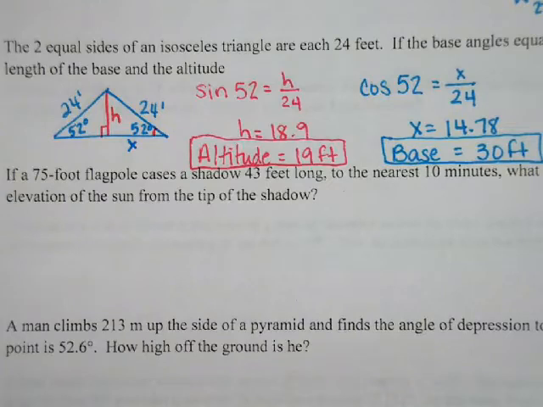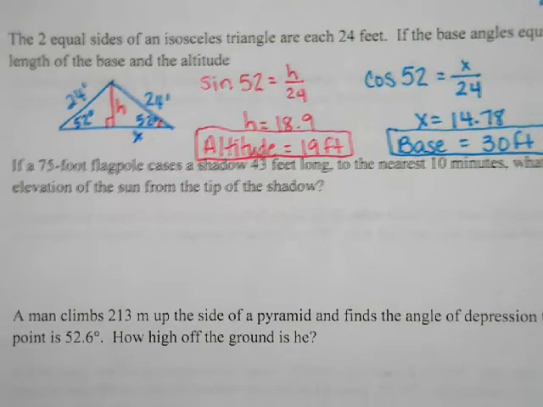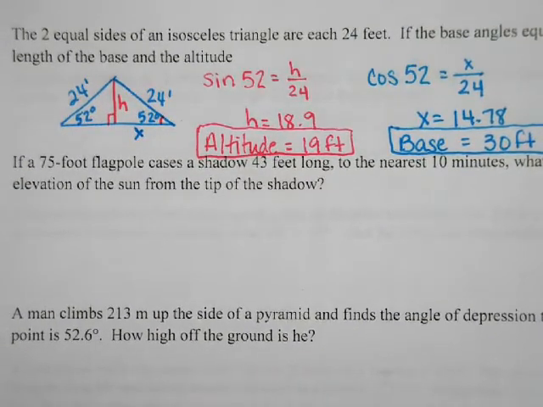Then you get to also laugh at me for the way I draw pictures. So here we go. Number 2 says if a 75-foot flagpole casts a shadow 43 feet long, to the nearest 10 minutes, what's the angle of elevation of the sun from the tip of the shadow?